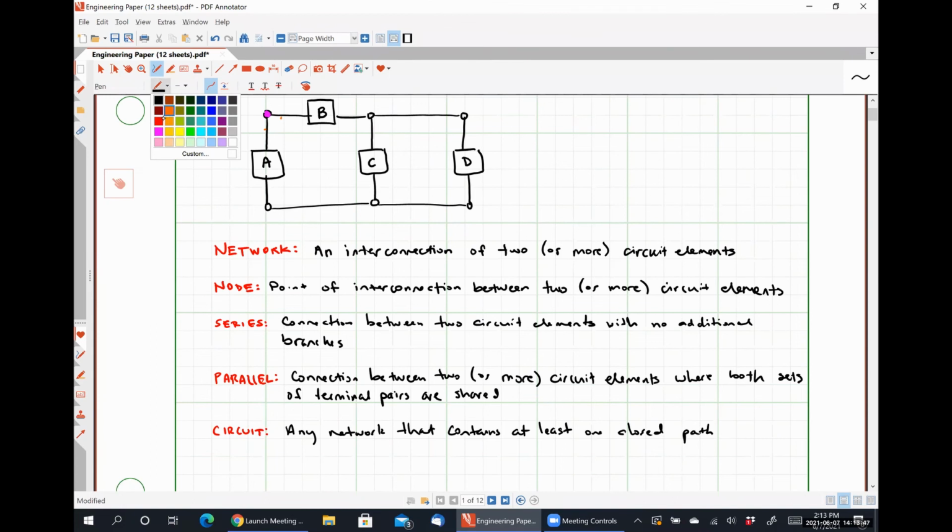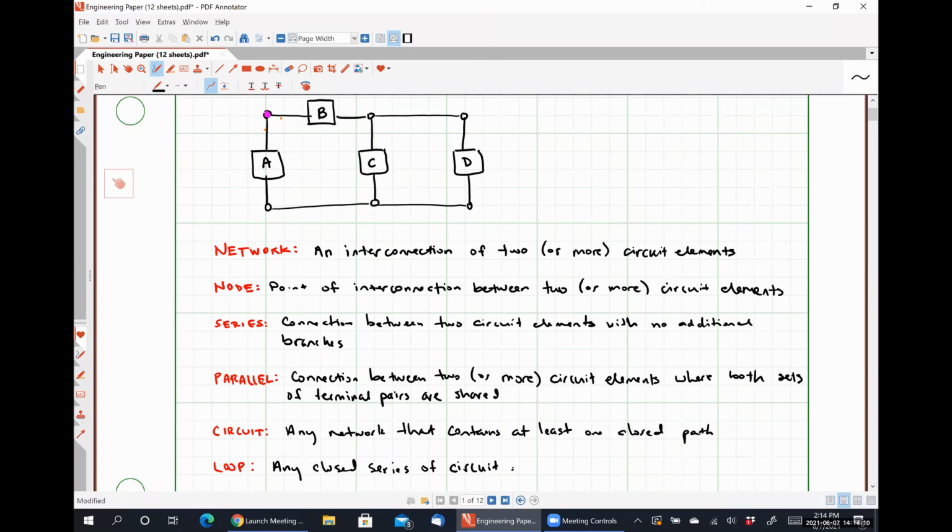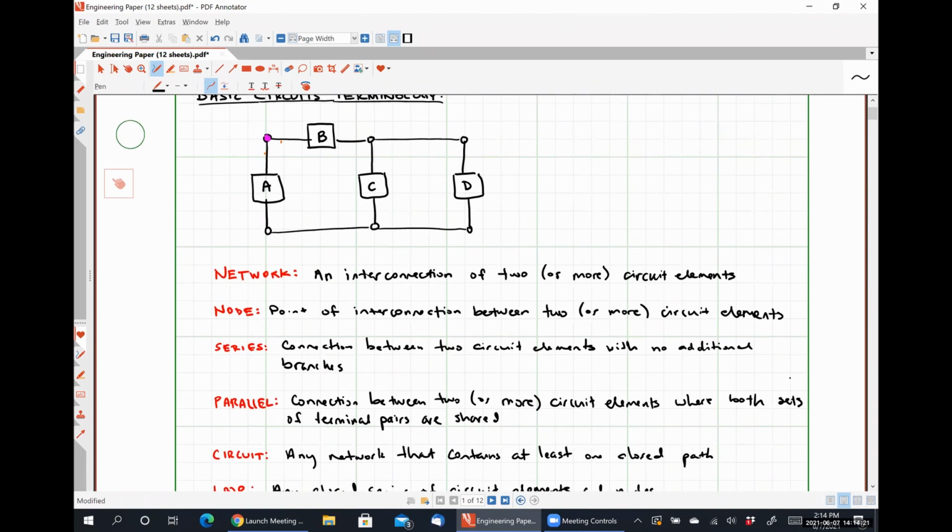Okay, and further, we can define a loop to be any closed series of circuit elements and nodes. So if we look at this circuit that I've drawn here at the top, how many loops do you guys think that this circuit contains?